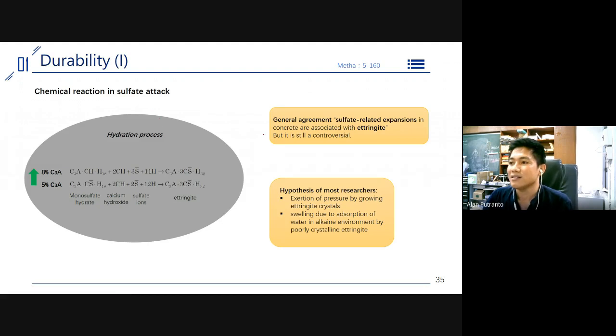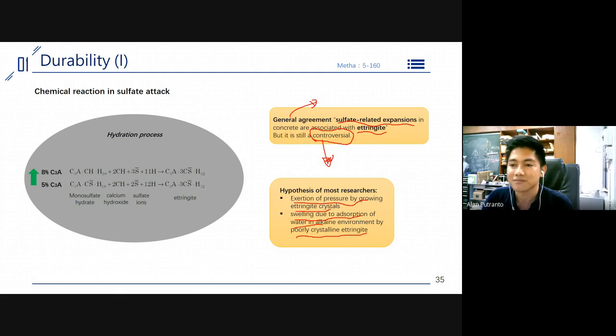Okay, for the general agreement, sulfate-related expansion is all associated with ettringite. This is the general agreement of the researchers. But in Mehta, I think it says that this is still controversial. Some hypotheses from the researchers say that it might happen because of the exertion of pressure by growing ettringite crystals. And the second hypothesis is that it happens because of swelling due to the absorption of water in an alkaline environment that makes poorly crystalline ettringite.